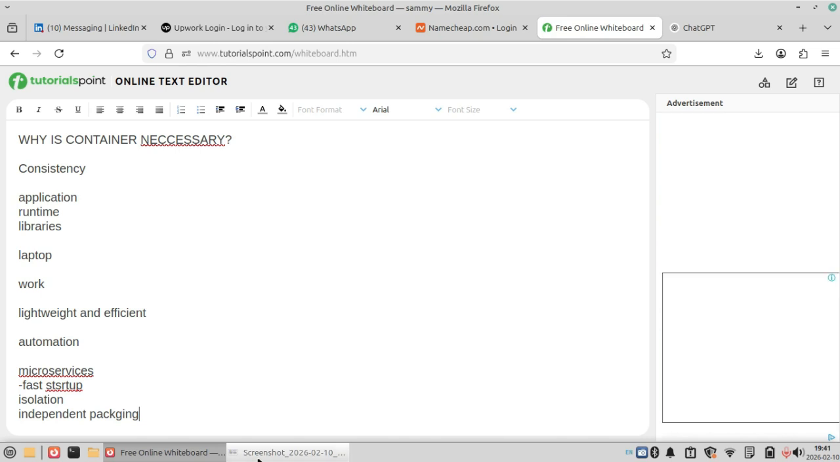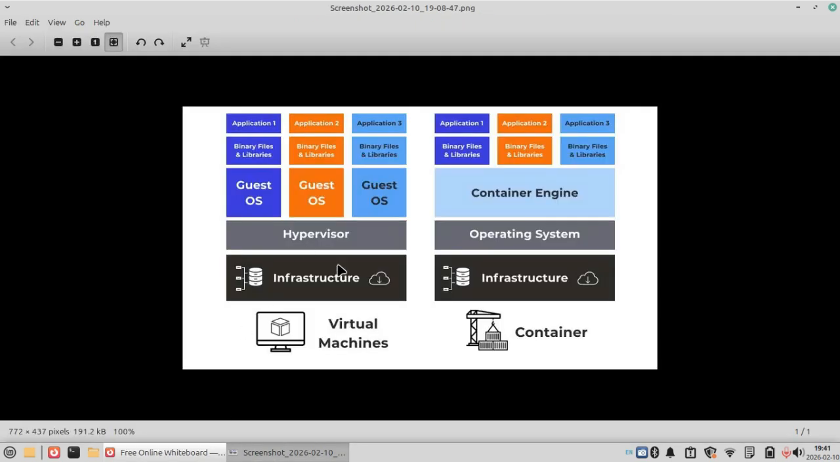So this is a virtual machine. On my left hand side is a virtual machine, and on my right hand side we have a container. So virtual machines virtualize the hardware, while containers virtualize the operating system. So because of this architecture, it is lighter, it is faster, and it is not a virtual computer.